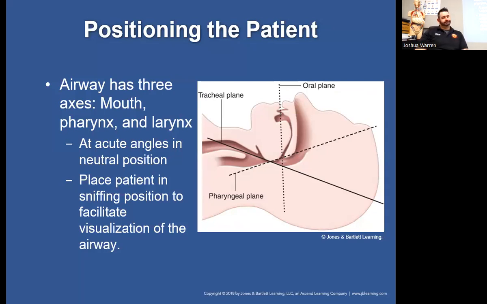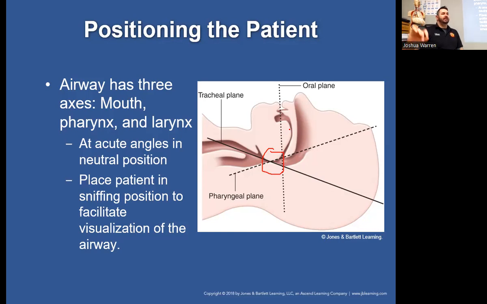So we have 3 axes: the mouth, the pharynx, and the larynx. What you're going to want to do is position the airway so you can have the greatest visualization of that glottic opening. As we can see on the guy over here, there's a closure right here in the glottic opening, right? But if I just align his head and move this head backwards some, I can open that glottic opening and visualize it.